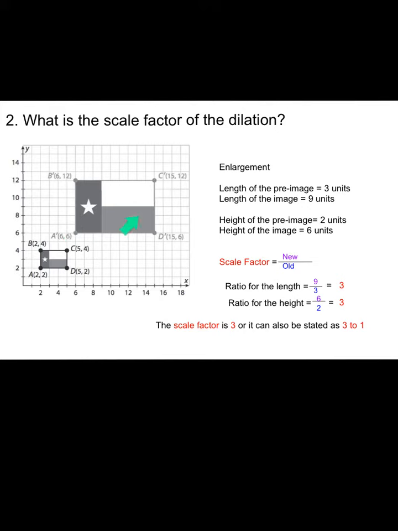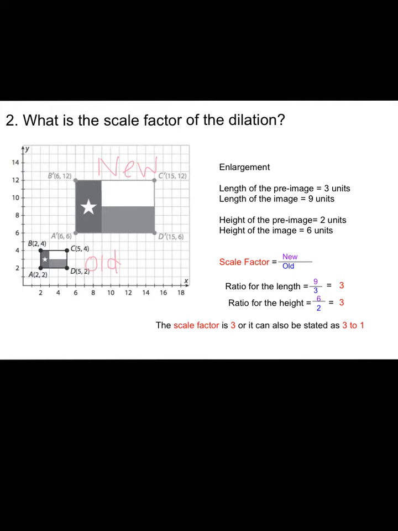So from here to here, we know that an enlargement happened. The figure got bigger. Let's go ahead and label the new and the old. So the pre-image is the old, and the image is the new. We need to find the lengths of corresponding sides in order to set up the fractions to solve for the scale factor. Okay, let's go ahead and take a look at the lengths of the rectangles.